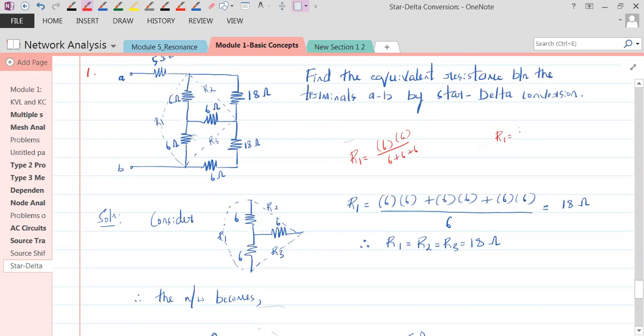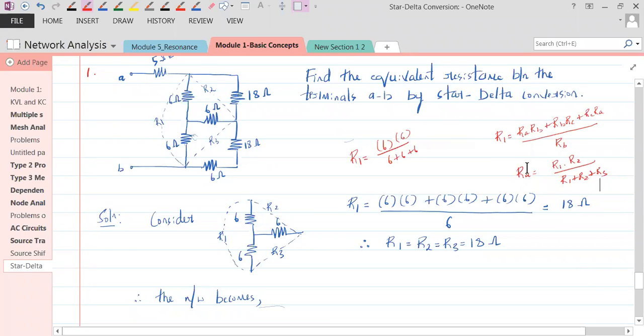R1 is equal to RA RB plus RB RC plus RC RA divided by RB or something. This type of equations we know. What is another equation? Another equation is RA equal to R1 R2 divided by R1 plus R2 plus R3. Another equation is of this sort. What people will do, they'll calculate R1 as this and RA RB with this equation. So this is wrong. Okay, so this is what you have to be doing.